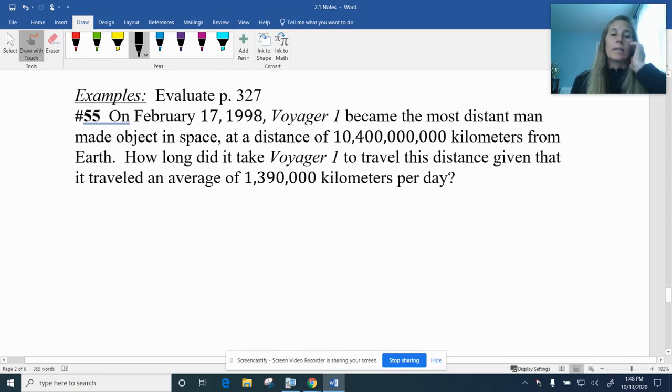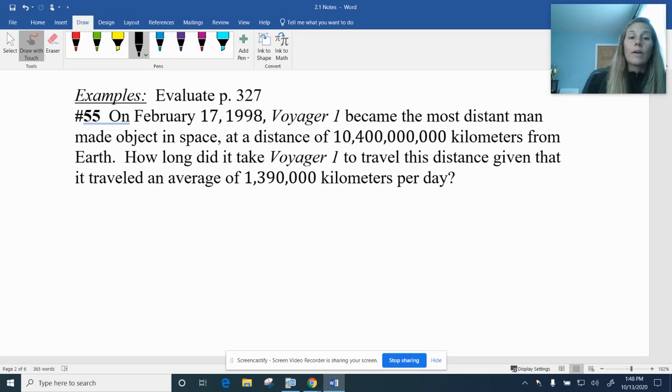Okay, on February 17th, 1998, Voyager 1 became the most distant man-made object in space at a distance of this here, 10 billion, whatever. How long did it take Voyager 1 to travel this distance, given it traveled this much each day? So essentially, we're trying to find how long it took, which would just be your distance divided by your rate. So we're going to take this distance here, but we're going to put it in scientific notation.